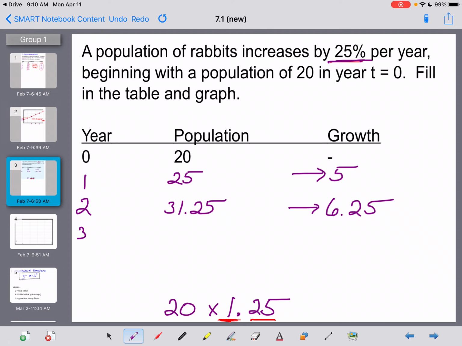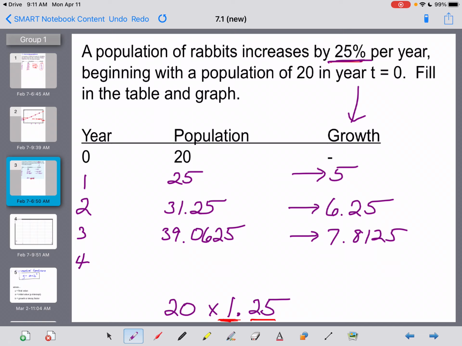Let's move on to year 3. So if I take 31.25 and multiply that by 1.25, I now get 39.0625. That's not very pleasant. And that's going to get me a growth right here of, let's see, I better subtract 31.25 from that. I got a growth of 7.8125. So again, the growth amount in this column right here doesn't remain constant, but it actually gets bigger every year.